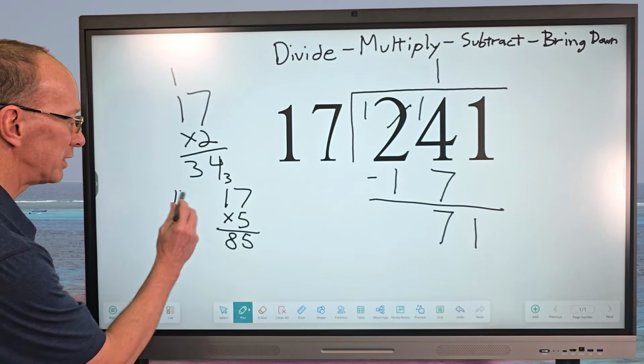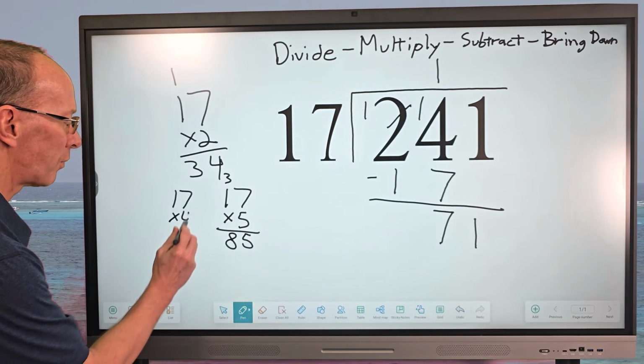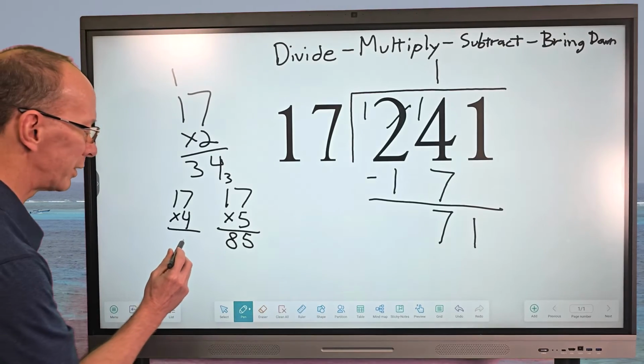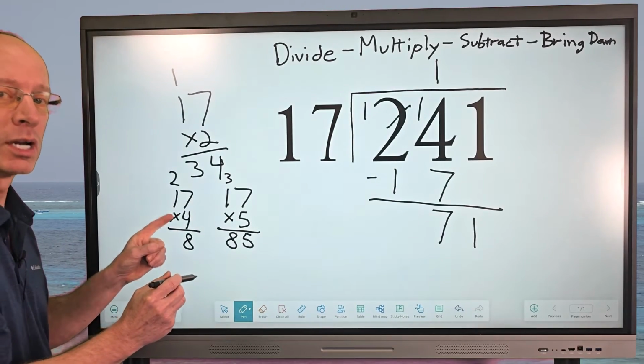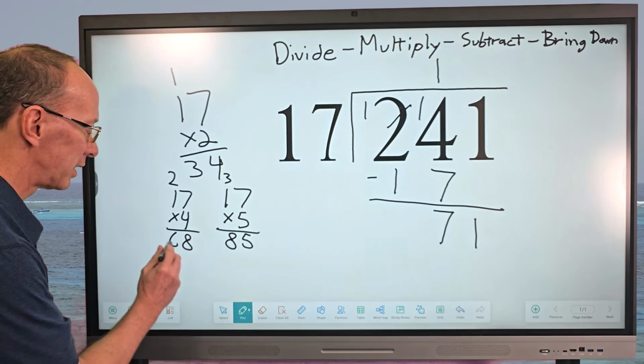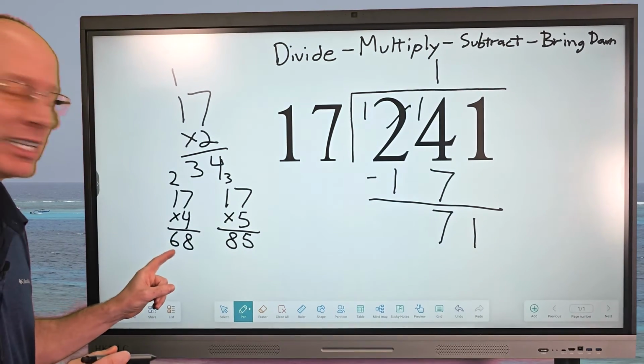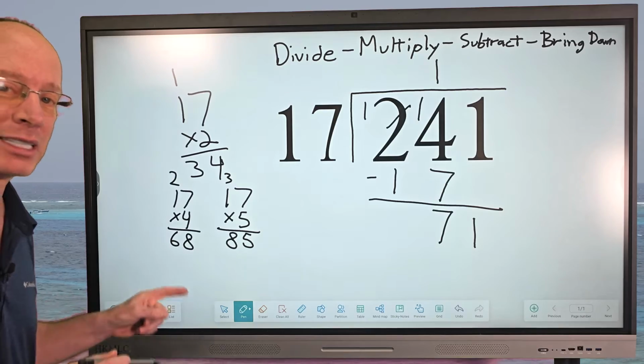So I'm going to take 17 times 4. So 7 times 4 is 28. Carry the 2 up here, and then 4 times 1 is 4, plus the 2 would be 6. So my best answer is 68. 4 times 17 would be 68.